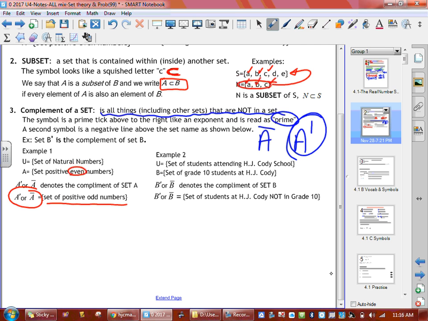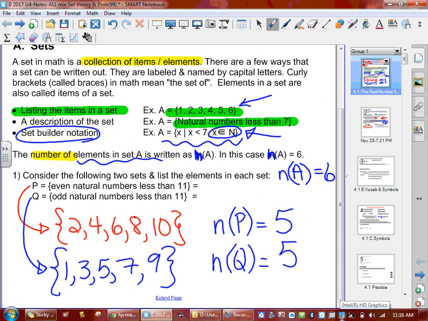Okay? Yep. So then, like in the first example we did, would those two be complements? Yes. Very good. So in the very first example right here, set P and set Q, these are definitely complements. How come? Because what is the complement to even? Odds. What's the complement to odd? Even. And they give you the set range. Okay? So yes, we did deal with a complement example.